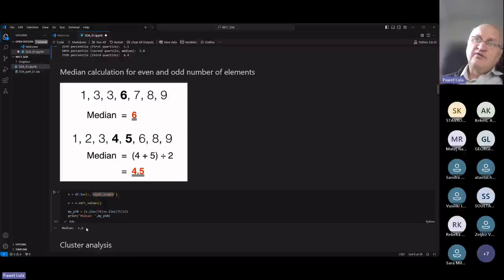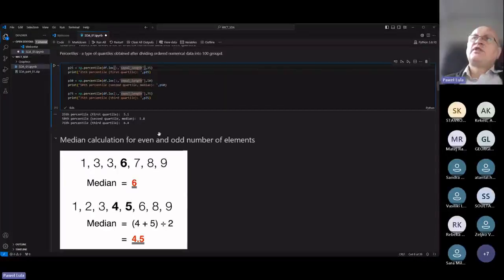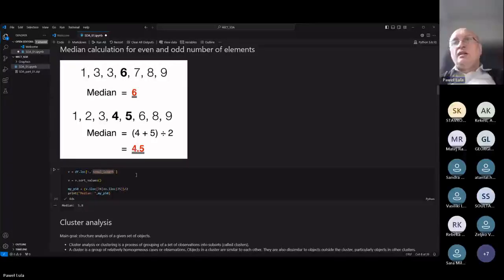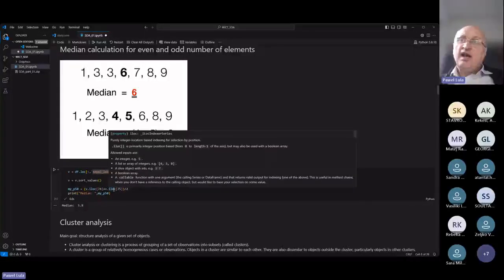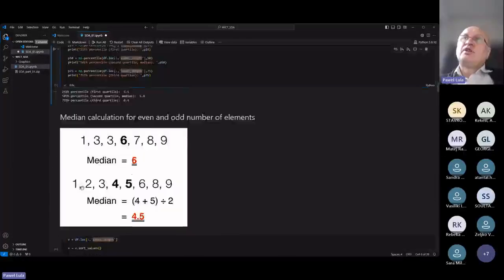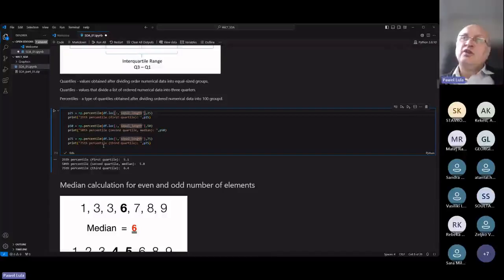So we see that it is 5.8. It is the same value which was calculated here, but we calculated it manually. So we see how we can perform these calculations, but of course there is no sense to calculate percentiles in this way, because we have a function which we can use.